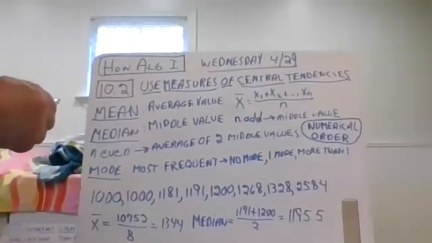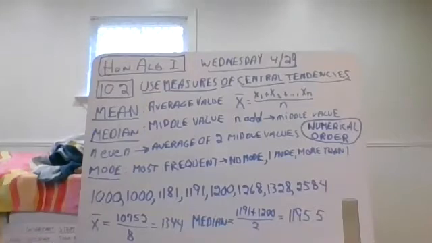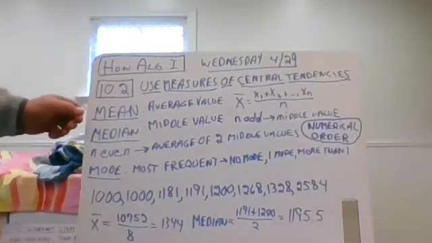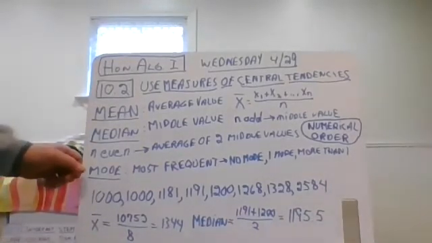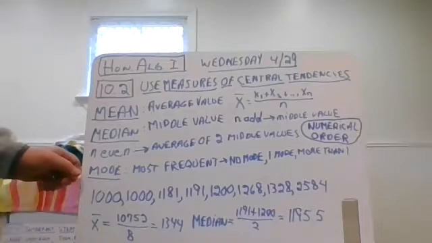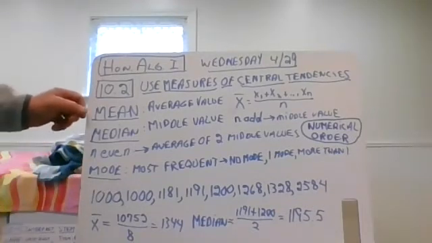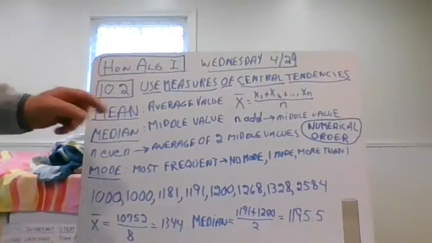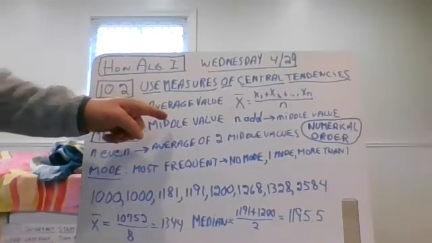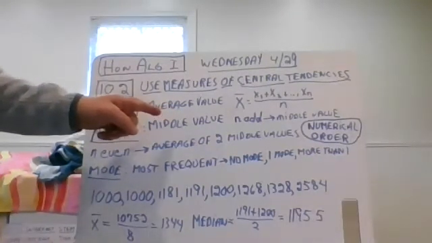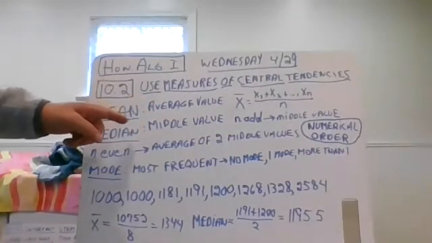Okay, so section 10.2, use measures of central tendencies. And those are mean, median, and mode. We have to compute those values. So what do we know a mean is? It's an average value. How do you compute a mean?